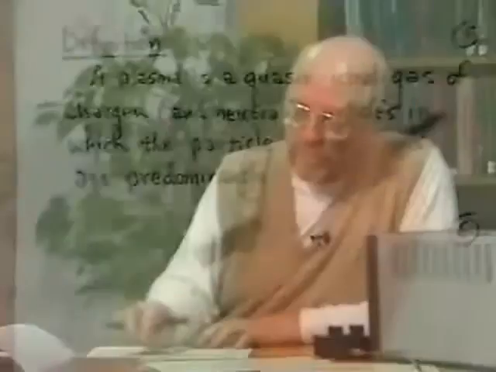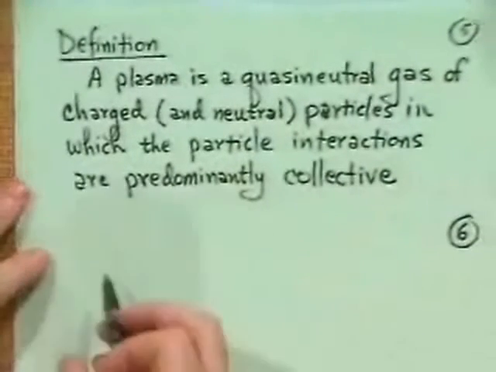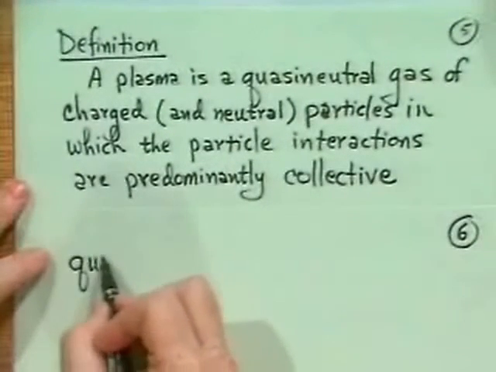So one advantage of doing this is I can, with these pieces of paper, I can do this a little bit. Anyway, okay, what do we need? First, let's kind of take a look at these things. What do we mean by a quasi-neutral gas?